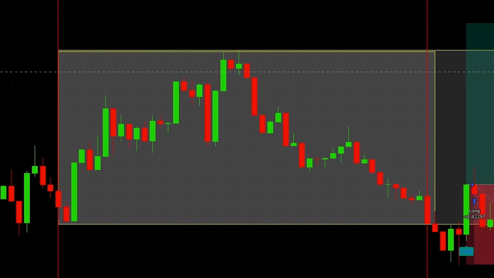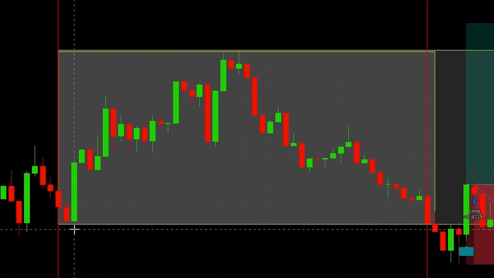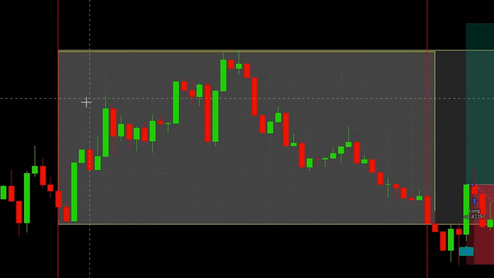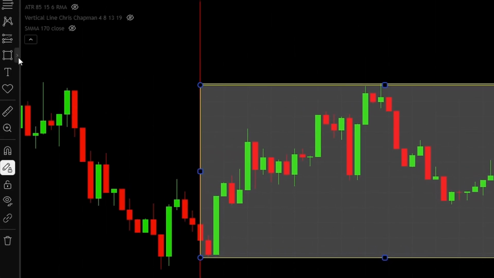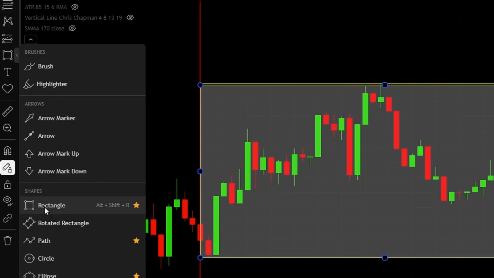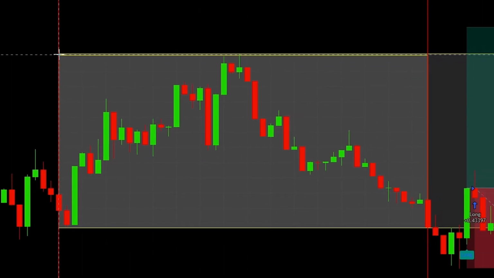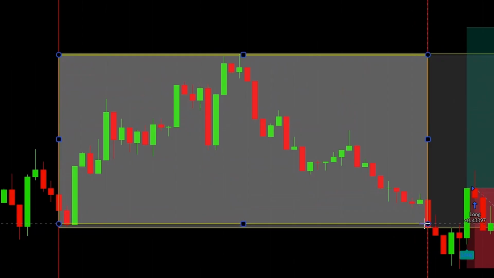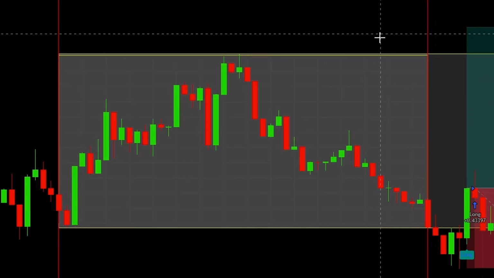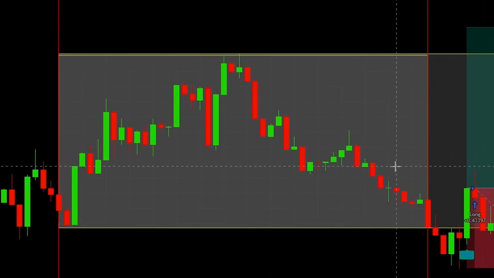In the next step, now you need to find the lowest and the highest point in that range. As you can see, I already drew a rectangle around it. So if you want to do that, just go down to the left side, click here, and find the rectangle. Then you can start clicking on one of the edges you want to draw it, and you can draw a rectangle around it.